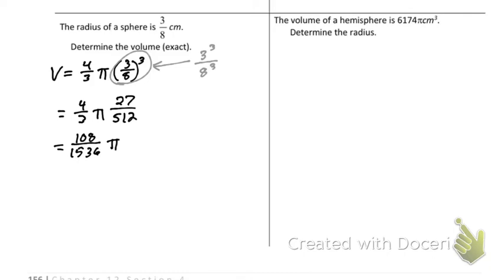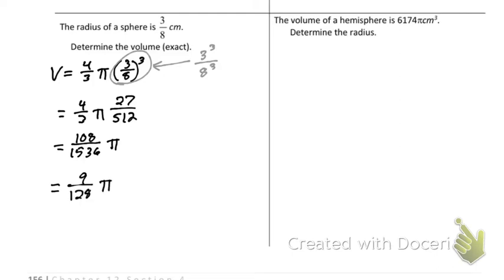And 108 over 1,536 actually simplifies. Does anyone have what that simplifies to? 0.07. I want to keep it as a fraction, though. I want the exact. Oh, Emma: 9 over 128. Yep.